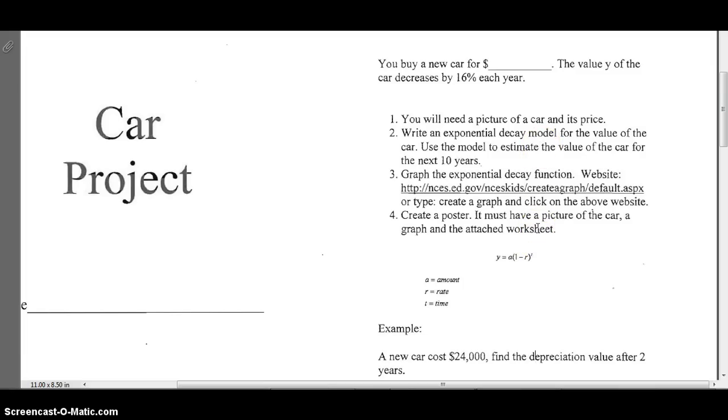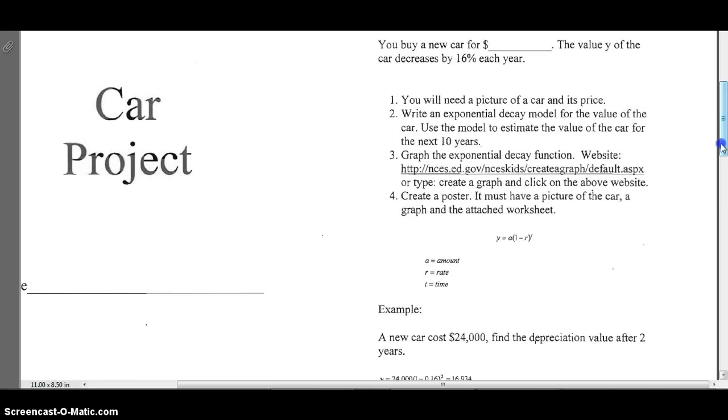I don't want to actually start plugging in any values for t yet, because that's what we are going to use. So now it says use the model to estimate the value of the car for the next 10 years. Then we have to graph the exponential decay function. We can use this website to create a graph. After we're done with that, we create a poster. It must have a picture of the car, a graph, and the attached worksheet.